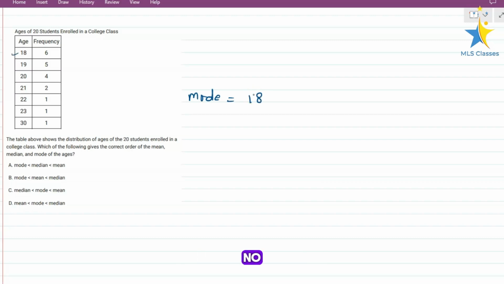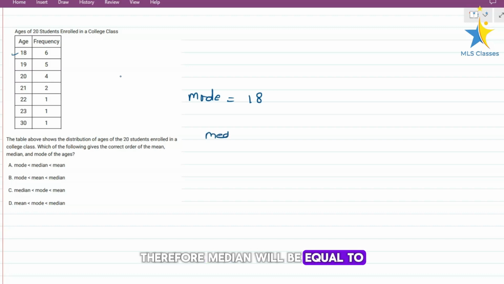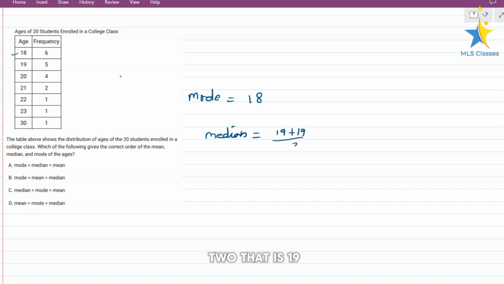That is this one. Now the median is the middle data value when the data values are sorted from least to greatest. Since there are 20 ages ordered, as it is saying, it is for 20 students, the median will be the average of the two middle values, that will be the 10th and 11th value. You can see the 10th and 11th values both lie in 19. So for both it is 19, therefore median will be equal to 19 plus 19 over 2, that is 19 only. So we got the median.